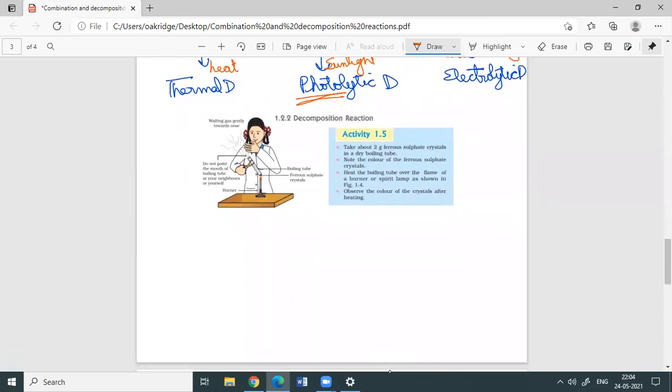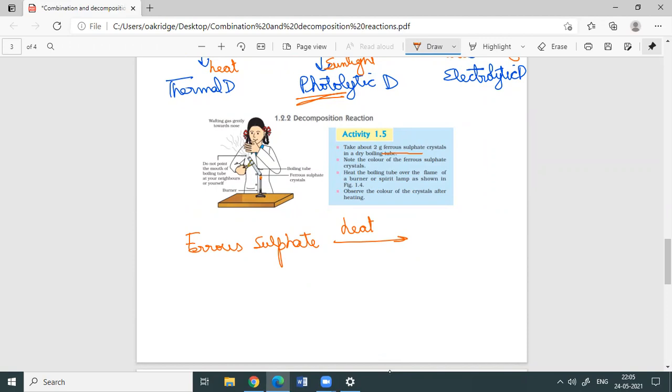So let us quickly see an activity which is given in the textbook. Here they have asked us to take 2 grams of ferrous sulfate and heat it. So we are heating it. You can see a Bunsen burner, and the girl who is doing the reaction is just wafting the gas gently towards her nose. She's not going near the vapors, but she's trying to smell them. While doing this activity in the lab, certain precautions need to be taken.